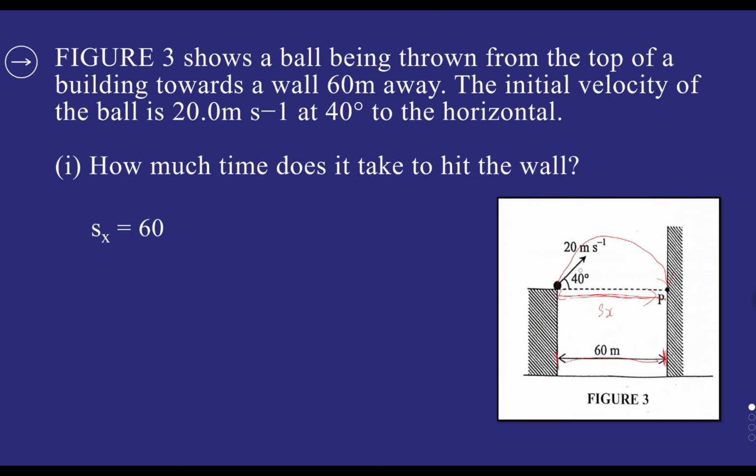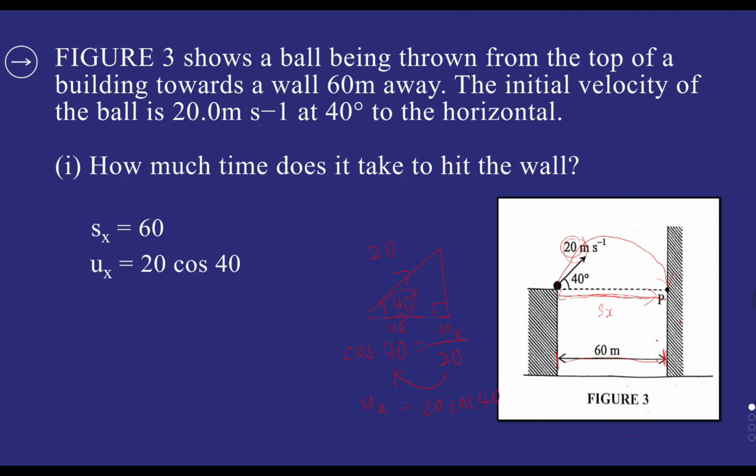So we can see here that the resultant velocity for the initial velocity is 20 meters per second. So we can draw a right angle triangle for this. So the hypotenuse here is 20 meters per second, and the angle here is 40 degrees. So we can use cosine to find Ux. So cos 40 equals adjacent over hypotenuse, which is Ux over 20. So we just move this to the other side, so Ux equals 20 cos 40. So we can get the value of Ux.